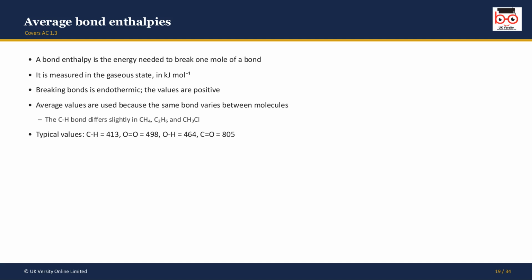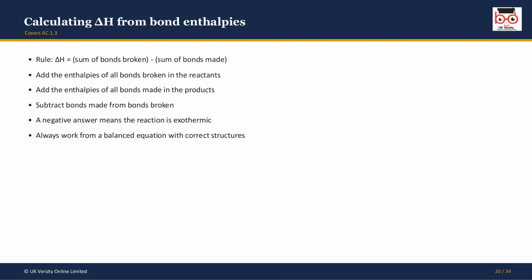Some typical figures: carbon-hydrogen is 413, the oxygen double bond is 498, oxygen-hydrogen is 464, and the carbon-oxygen double bond is 805. Here's the rule for finding delta H from bond enthalpies. It's the sum of the bonds broken minus the sum of the bonds made. So you add up the enthalpies of every bond broken in the reactants, add up every bond made in the products, and subtract the second total from the first. A negative answer tells you the reaction is exothermic. Just make sure you're working from a balanced equation with the correct structures, so you count every bond.